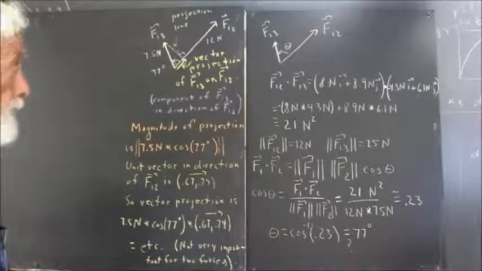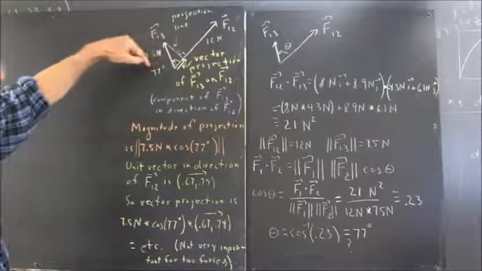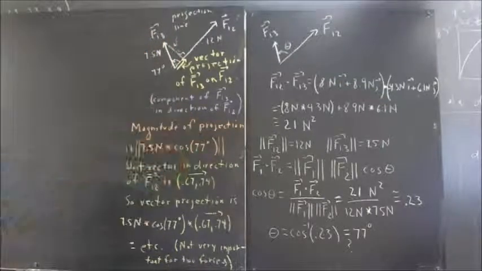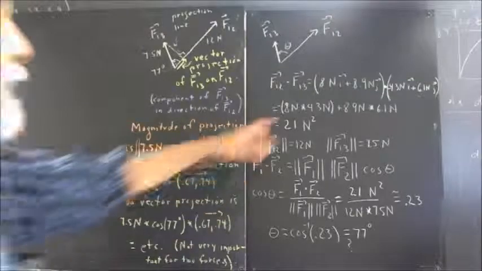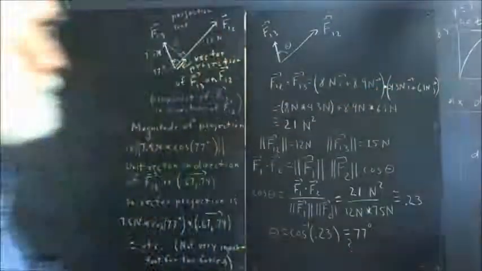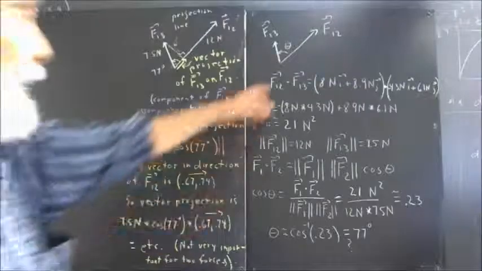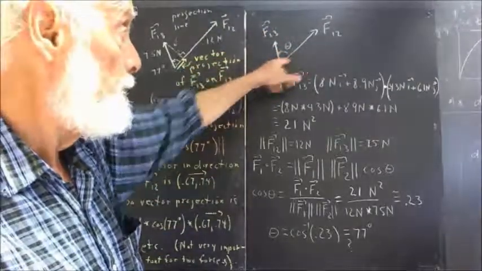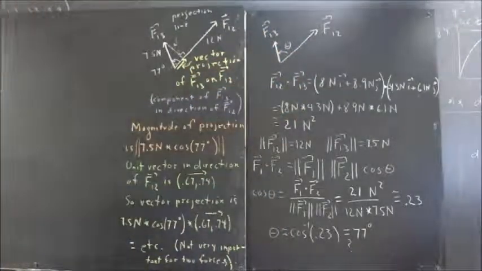Now that relies on knowing that our angle here is 77 degrees. So there's a more general way to do it if we just know these components, and if we don't have any need to actually know the angle, if all we want to do is calculate the projection, that's actually quite easy to do, and we're going to do that here in a second.